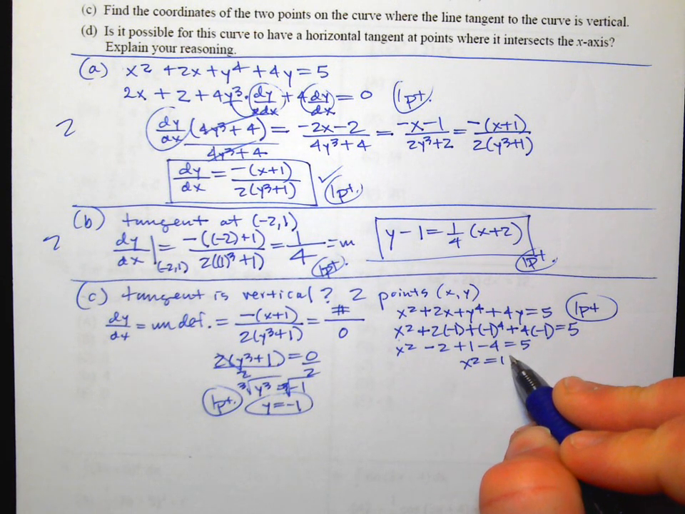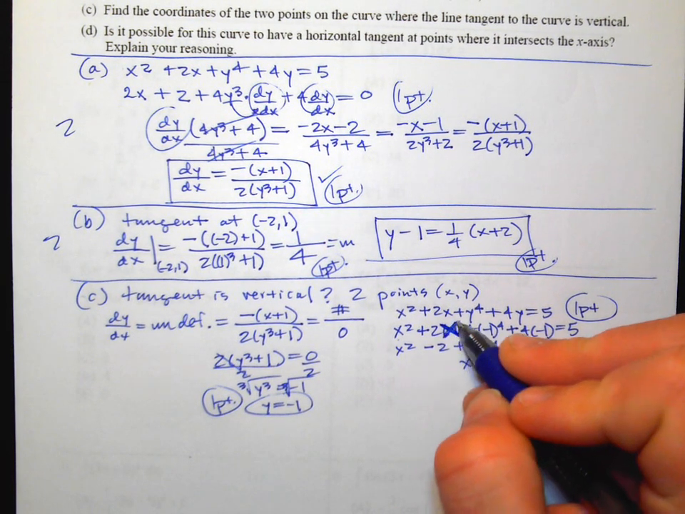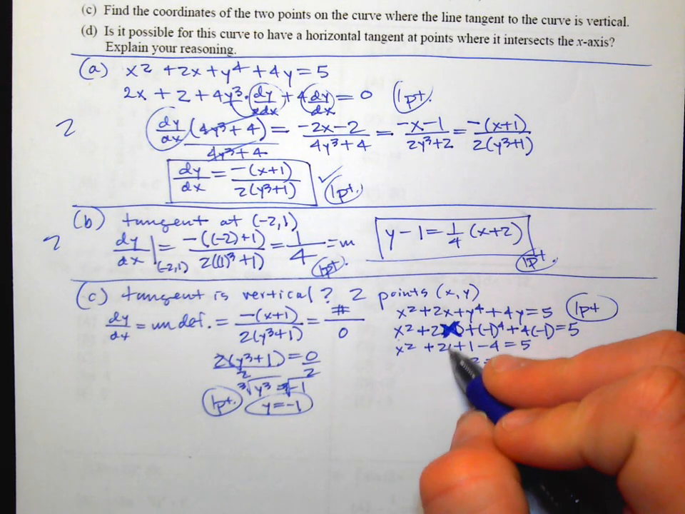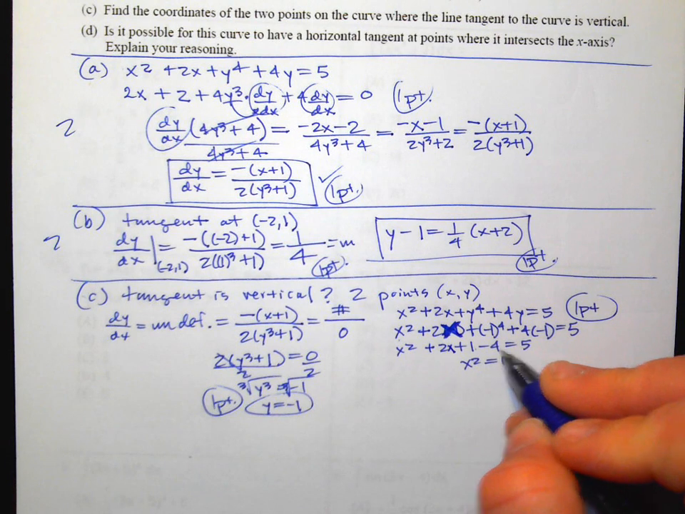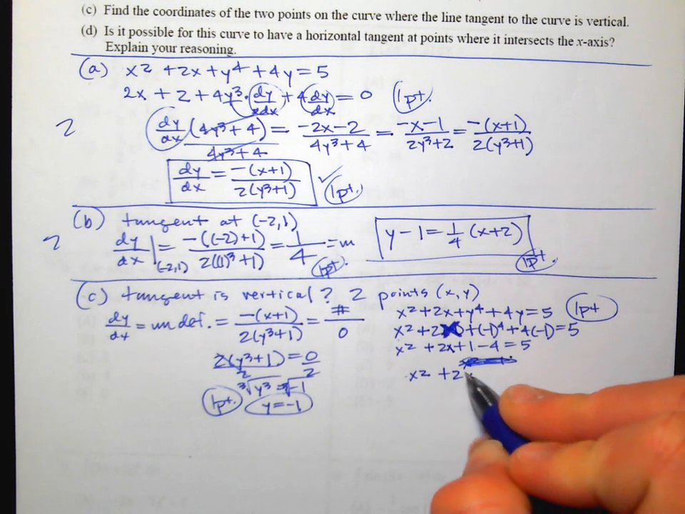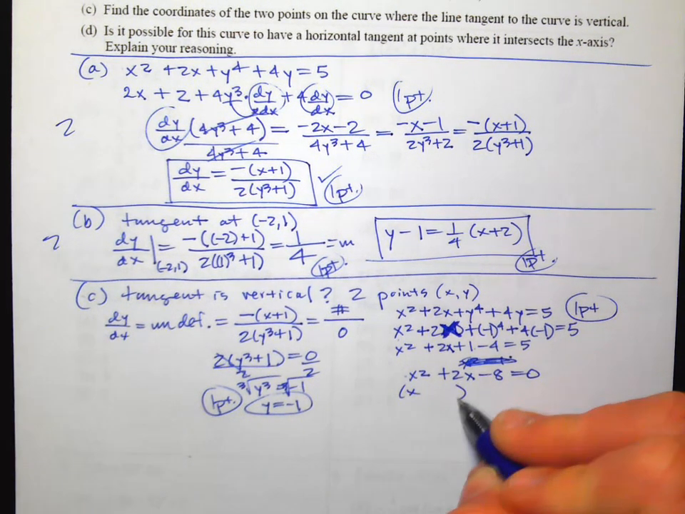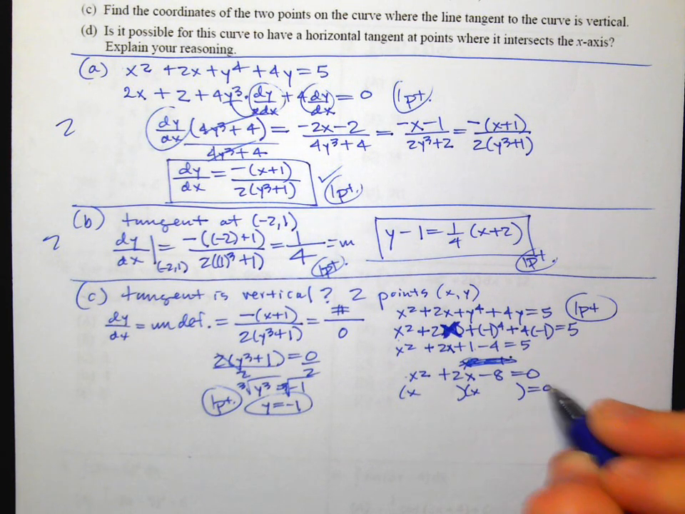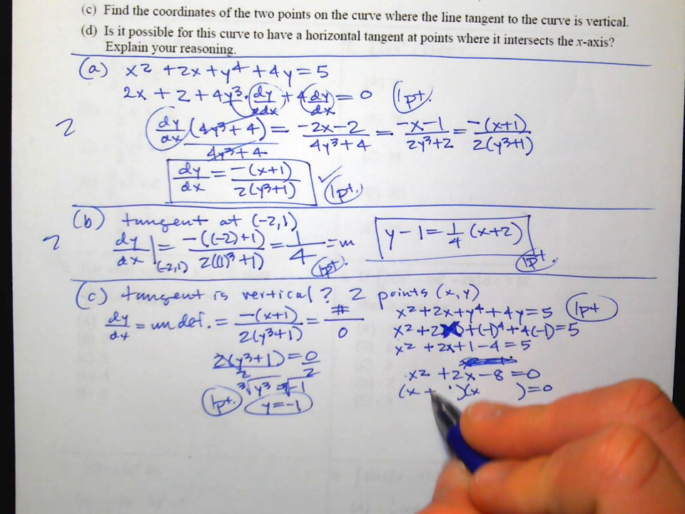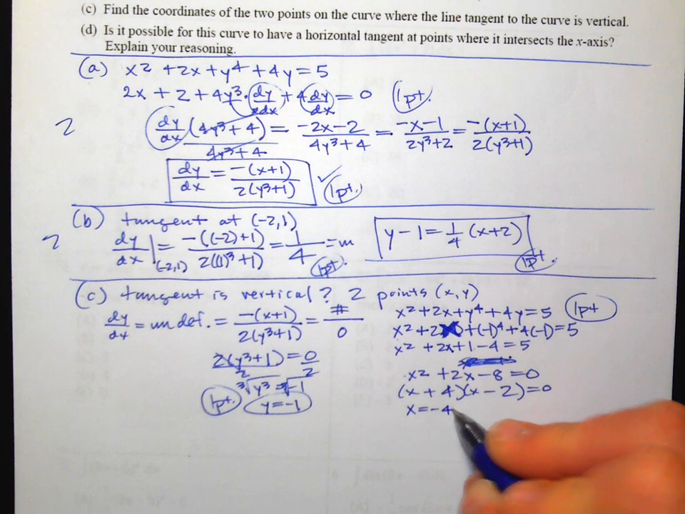Wait, hold on. I think I made a mistake somewhere. Oh, I plugged y equals negative 1 in for an x right there. So this should be x squared plus 2x plus 1 minus 4 equals 5. So this is a quadratic. So I think we want to move everything to one side. x squared plus 2x minus 8 equals 0. Factor it if possible. Otherwise, we're going to use the quadratic formula. A pair of numbers that multiply together to get negative 8 and add together to get positive 2. It's going to be positive 4 and negative 2. And we get x equals negative 4 and x equals 2.